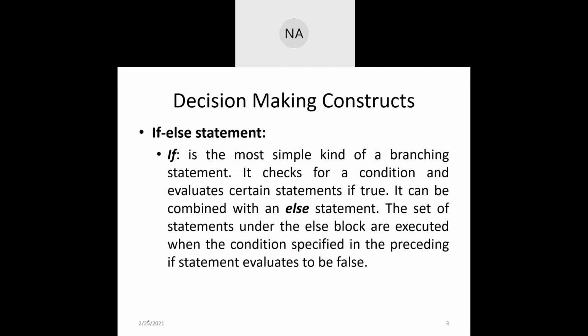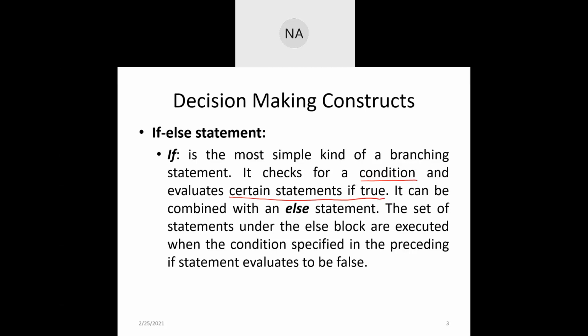First, the if-else statement. The if statement is the most simple kind of branching statement. A branching statement is used for decision making. It checks for a condition. The condition is a Boolean condition, which may evaluate to either true or false. So it checks for a condition and executes certain statements if the condition is found to be true. Otherwise, those statements will not be executed.